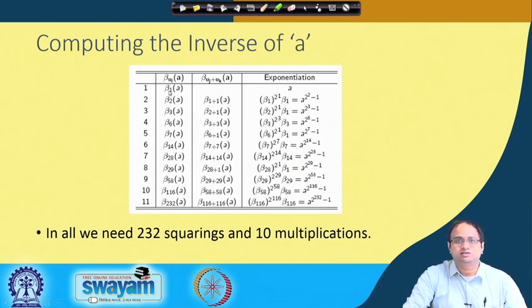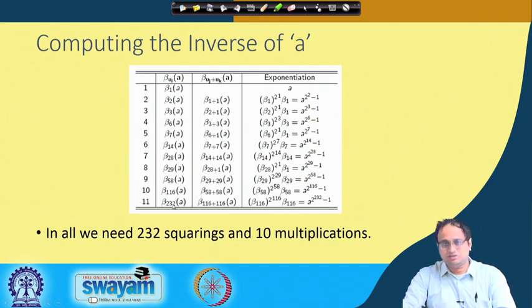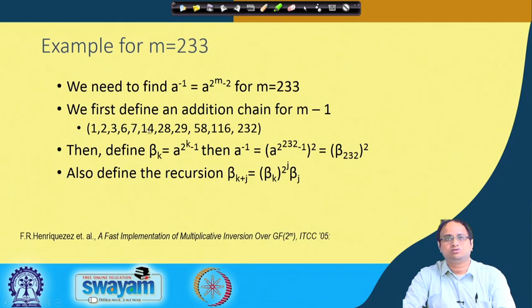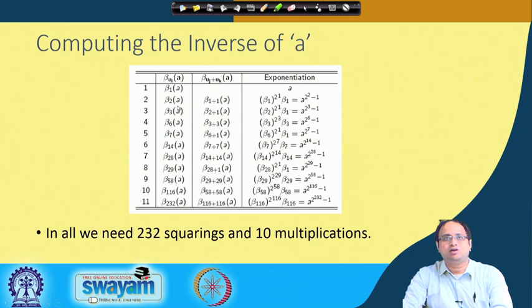Okay. So, if you observe the suffix here, 1, 2, 3, 6, 7, 14, 28, 29, 58, 116 and 232, this essentially stands for your addition chain. These are the values which you had in the addition chain. Now what you can do is calculate beta 2 in terms of beta 1, because you can express 2 as 1 plus 1. Therefore, you can apply the recursive formulation. Beta 1 plus 1 is nothing but beta 1 to the power of 2 to the power of 1 into beta 1, and therefore, you can calculate this corresponding value.